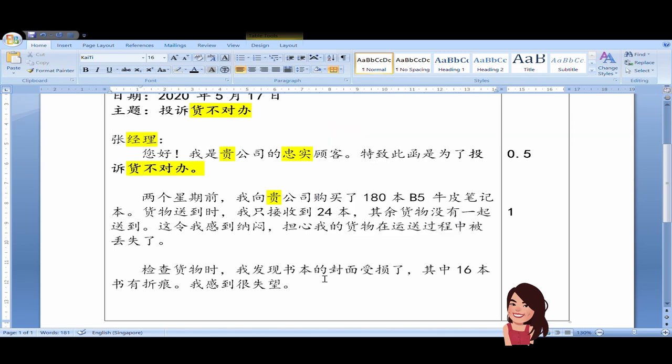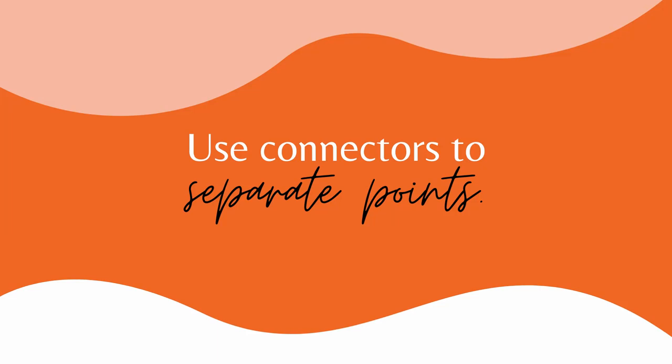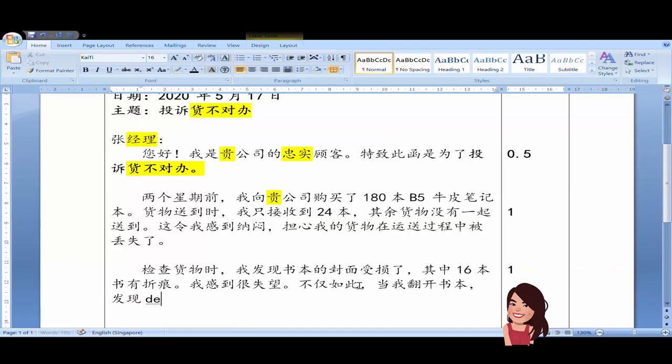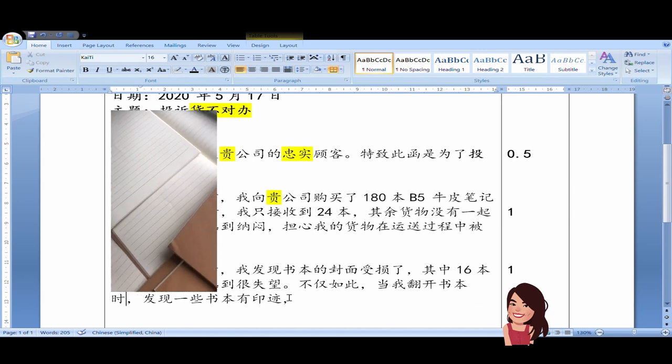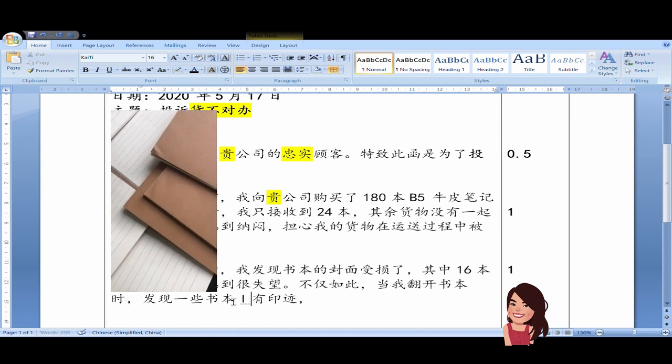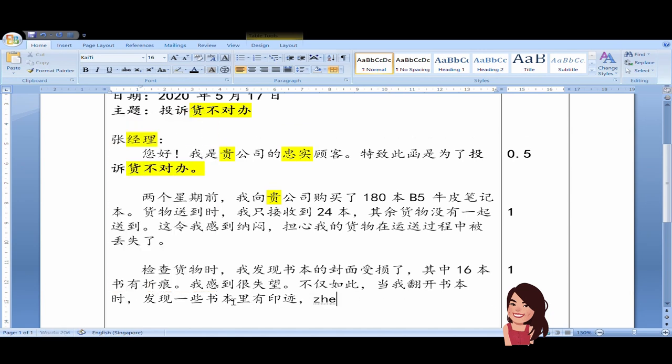So I'm now going into detail on why these goods are not as advertised. Right, so I talked about my disappointment. I'm going to use a connector to let the reader know that I'm moving into the third point. 不仅如此. Okay, not only so. Right, so I'm going to talk about the inner part of the book having a lot of marks, and then I would go deeper into how this will be very troublesome for me. I cannot use them for my intended use if there are already marks inside.